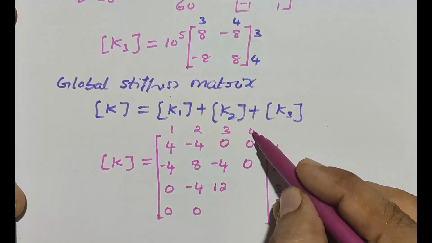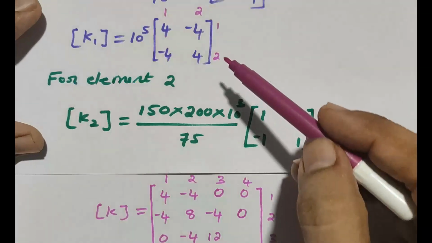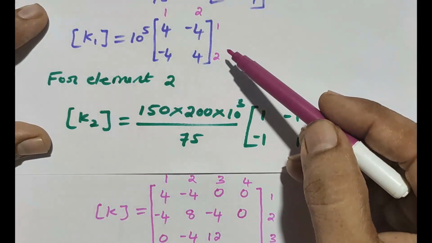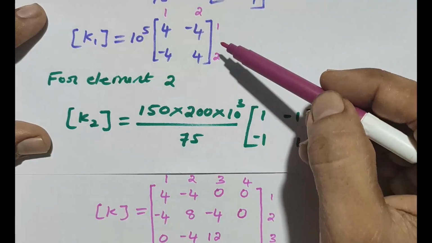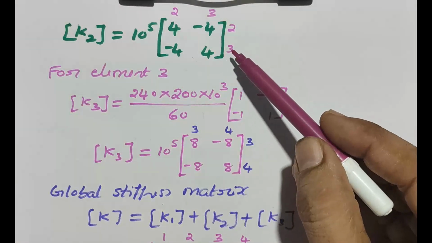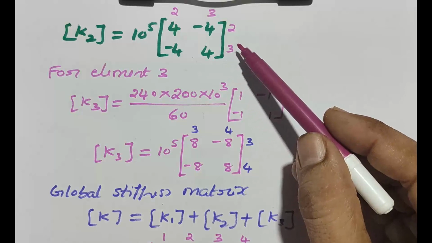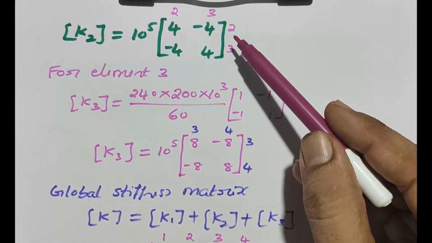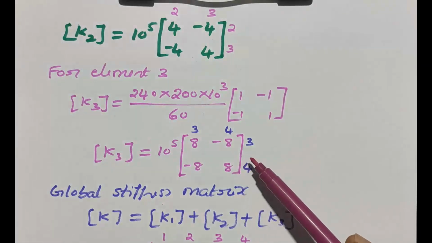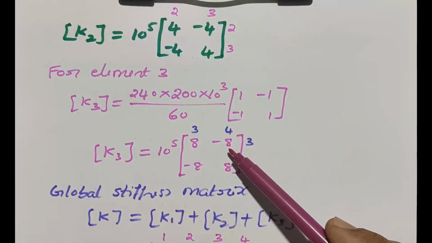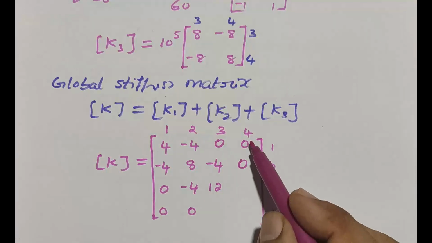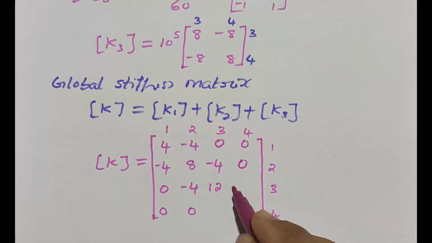Next, we need element corresponding to 4 and 3. See the elemental stiffness matrix of first element. Here we don't have any element corresponding to 4 and 3. Also in the elemental stiffness matrix of second element, we don't have any element corresponding to 4 and 3. But here in K3, we have element corresponding to 4 and 3, it is -8. So therefore, element corresponding to 4 and 3 is -8. Due to symmetry, I can write here -8.